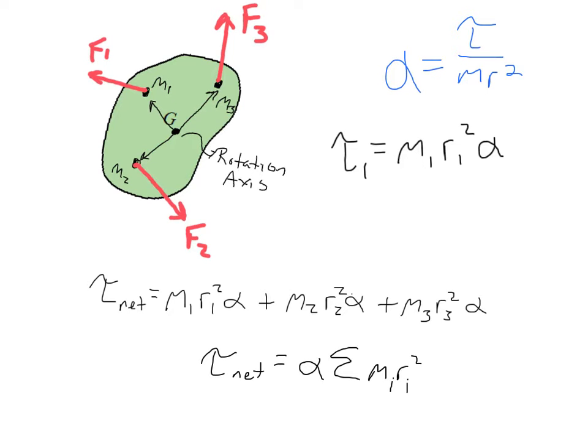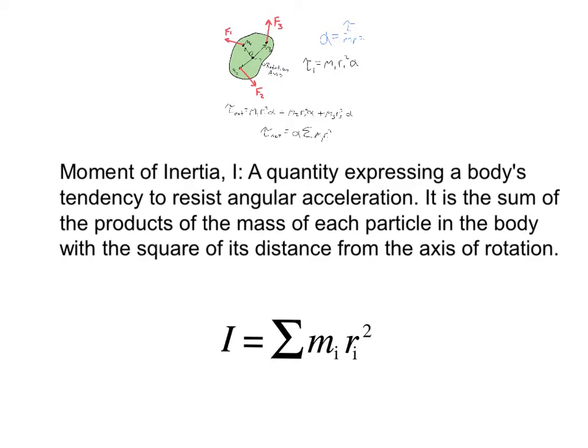Now, this quantity, this sum of mr squared, is the proportionality constant between angular acceleration and net torque, and we call it the object's moment of inertia. We symbolize a moment of inertia with a capital letter I. It's a quantity that expresses a body's tendency to resist angular acceleration. It's the sum of the products of the mass of each particle in the body with the square of the distance from the axis of rotation. Our equation for moment of inertia, then, is the sum of the individual masses times the square of their individual distances from the axis of rotation.